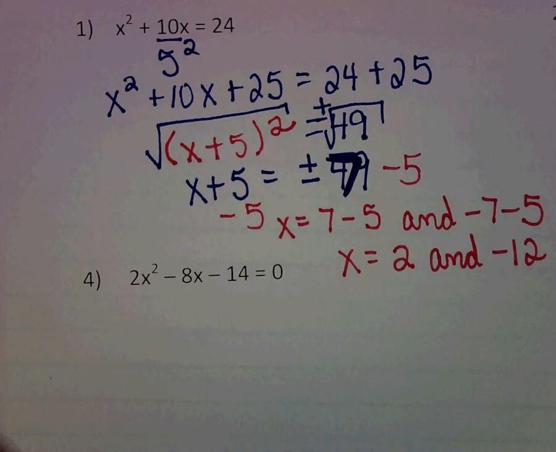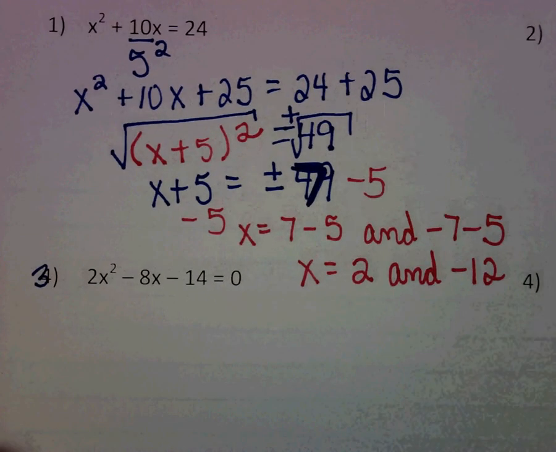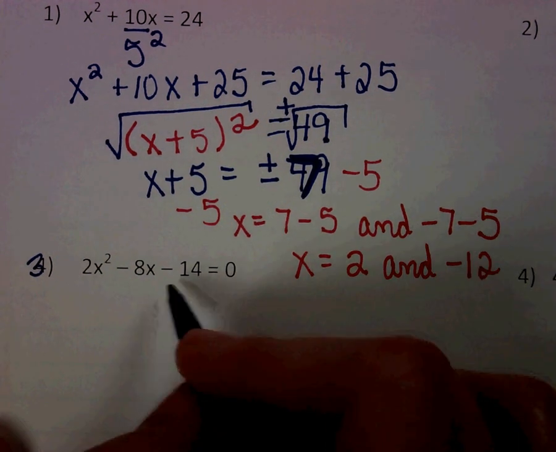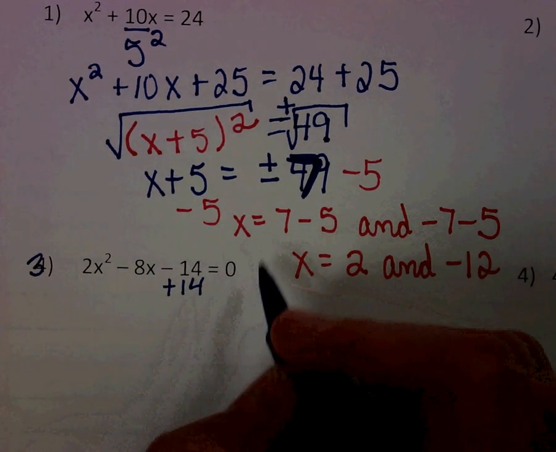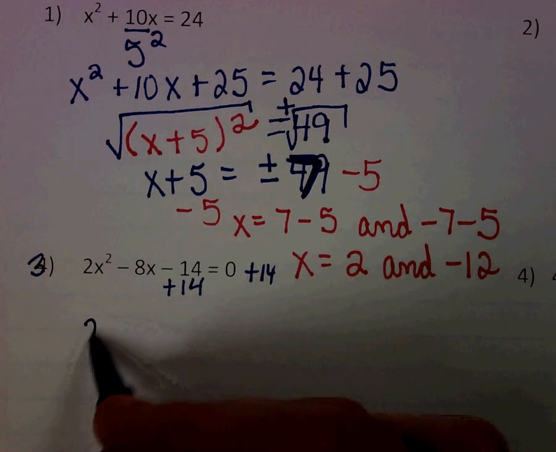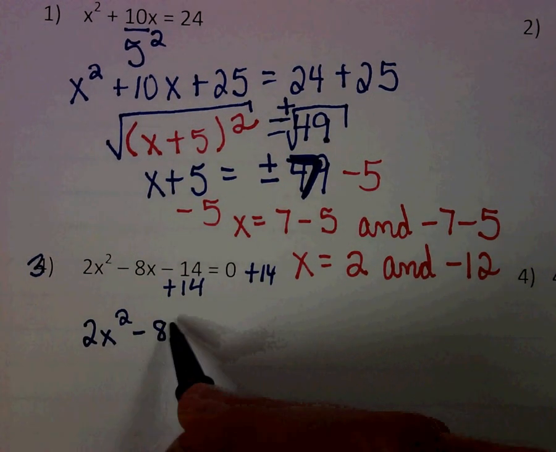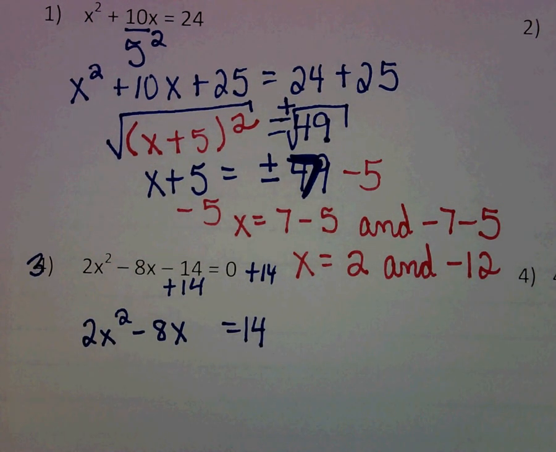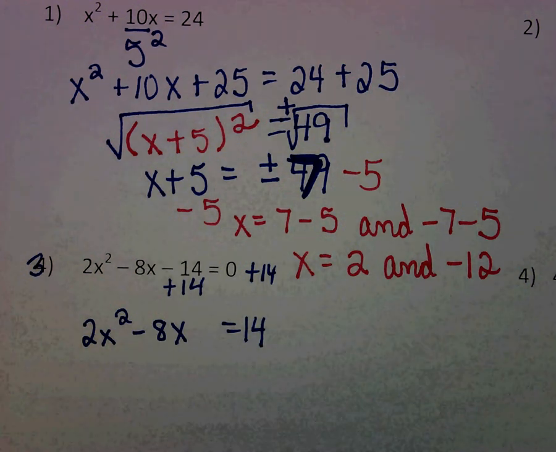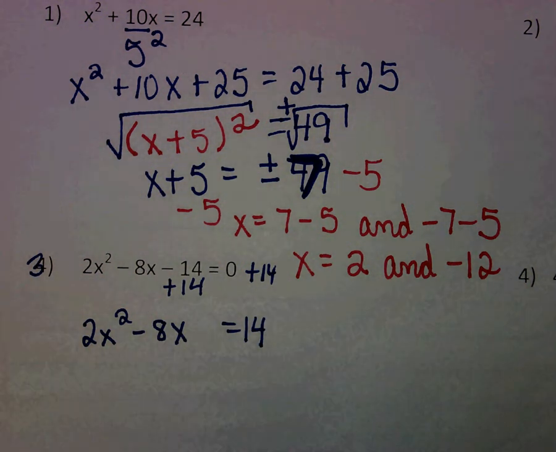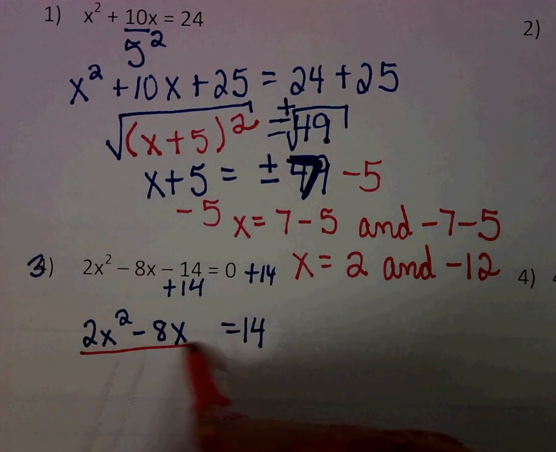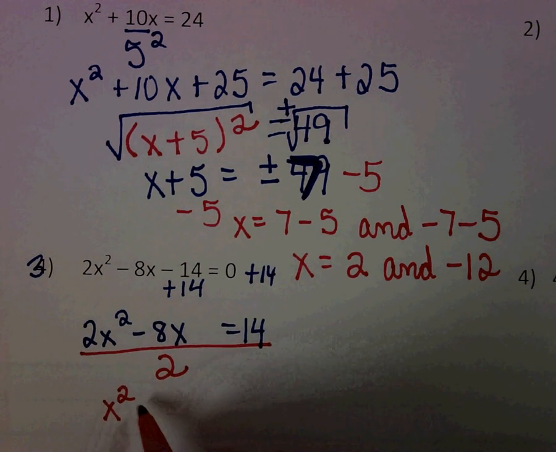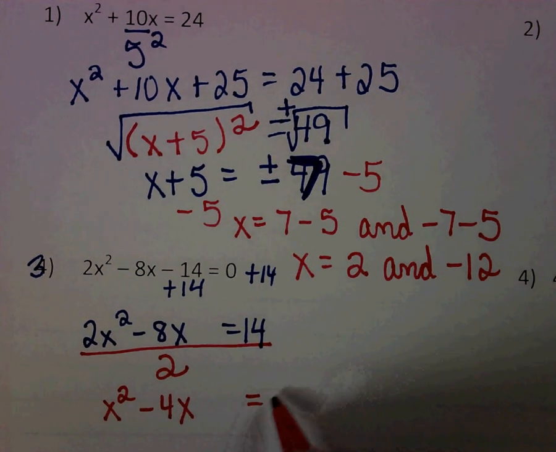Okay, I made a numbering typo right there. That's number 3. Okay, let's look at number 3. We're going to move the c to the right. That's the first step. So we're going to add 14 to both sides. That gives me 2x squared minus 8x equals 14. Now, notice step 2, we haven't done yet. It says divide everything by a if a is not equal to 1. a is 2, so we're going to divide everything by 2. So now we have x squared minus 4x equals 7.